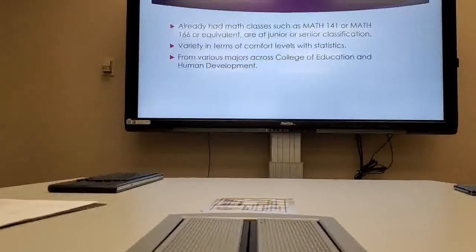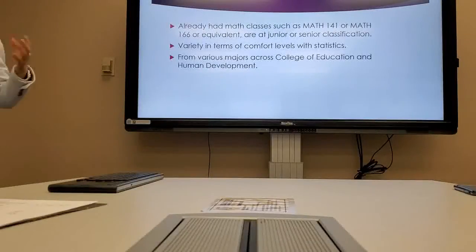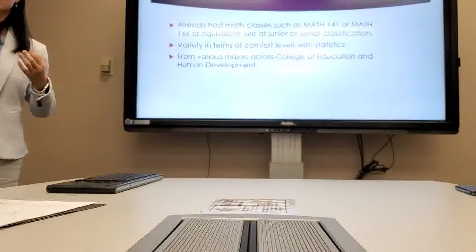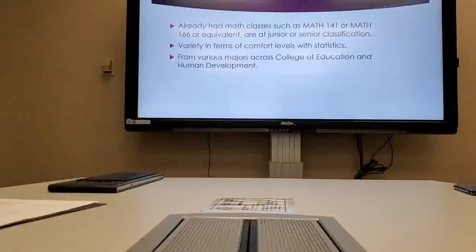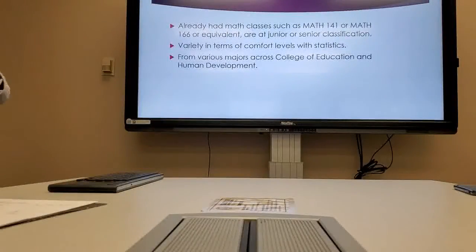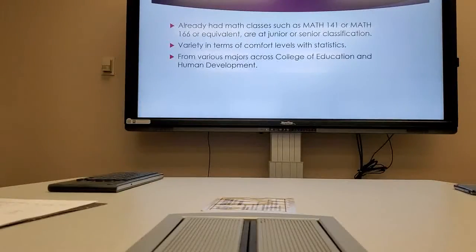I would assume that the students already have some basic math from a math class, like Math 141 or Math 166 or equivalent, as students at the senior or junior level. They may differ in their comfort level with statistics, like maybe students from our department are more comfortable. That's an assumption. I also assume students come from different programs across the College of Education and Human Development.